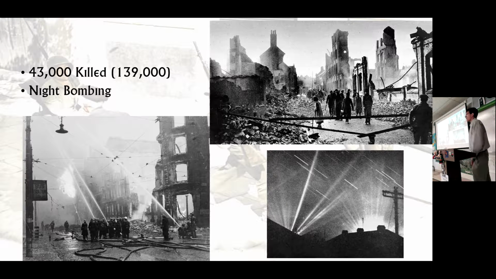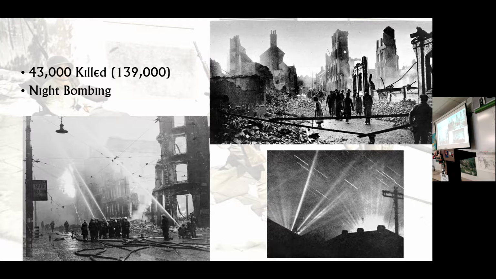Eventually, through 41, over 43,000 civilians were killed, 139,000 wounded. The Germans would resort to night bombing because of the high loss ratios. And with night bombing, they couldn't hit specific targets, so they just tried to bomb civilian areas and kill as many people as possible. These are spotlights, searchlights trying to find German bombers for anti-aircraft.